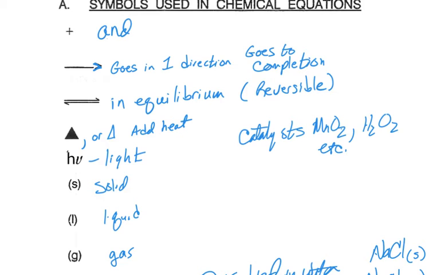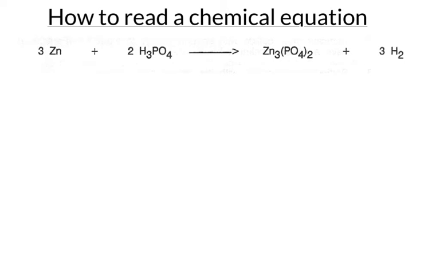Now we're going to put that all together and see how we can read an equation with all of these symbols. So here we're going to look at that equation we looked at earlier. It was a balanced chemical equation, which means those coefficients made sure that the number of atoms on each side were matched up. There's a few things missing from this equation, though. I'm going to add those in.